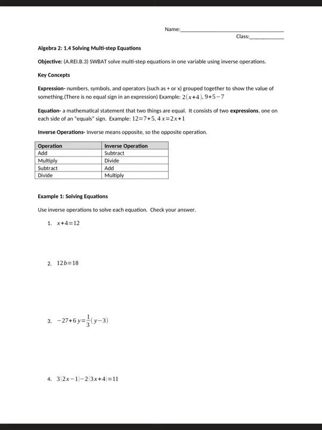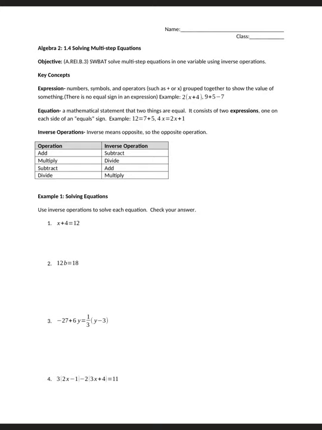So an expression is numbers, symbols, and operators such as addition or subtraction grouped together to show the value of something. So there is no equal sign in an expression. An equation is a mathematical statement that two things are equal. It consists of two expressions, one on each side of the equal sign. So please understand the difference between an expression and an equation. So we are going to be solving equations. And so you can't necessarily solve expressions, you can simplify expressions.